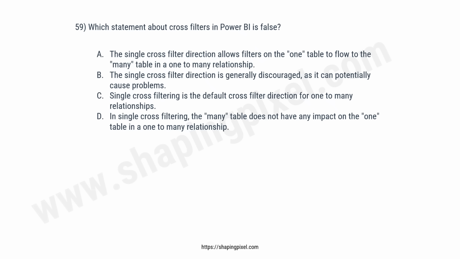Question number 59. Which statement about cross filters in Power BI is false? And we have four options. Option A, the single cross filter direction allows filters on the one table to flow to the many table in one-to-many relationships. Option B, the single cross filter direction is generally discouraged as it can potentially cause problems. Option C, single cross filtering is the default cross filter direction for one-to-many relationships. Option D, in single cross filtering, the many table does not have any impact on the one table in a one-to-many relationship. So the right answer here is option B.